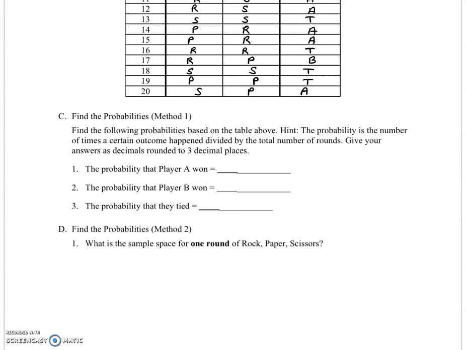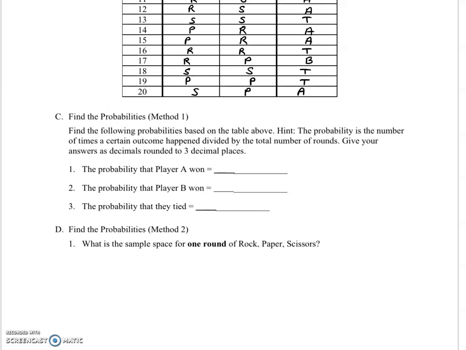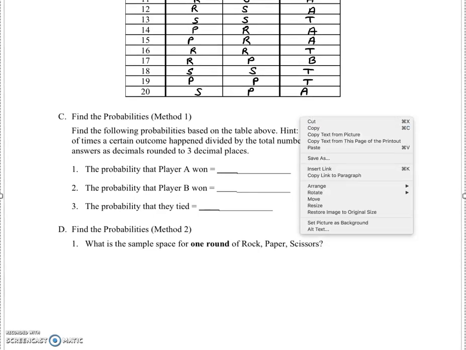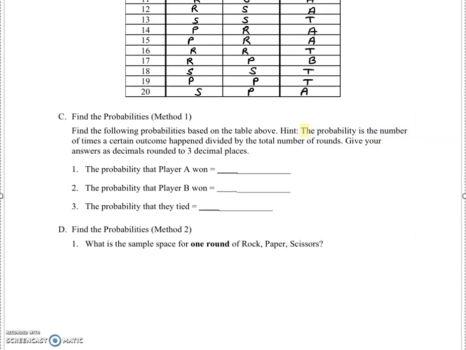I know we haven't really discussed probabilities yet, but this is sort of a feel-your-way-into-it kind of activity. I did give you a hint right here that says the probability is the number of times a certain outcome happened divided by the total number of rounds.